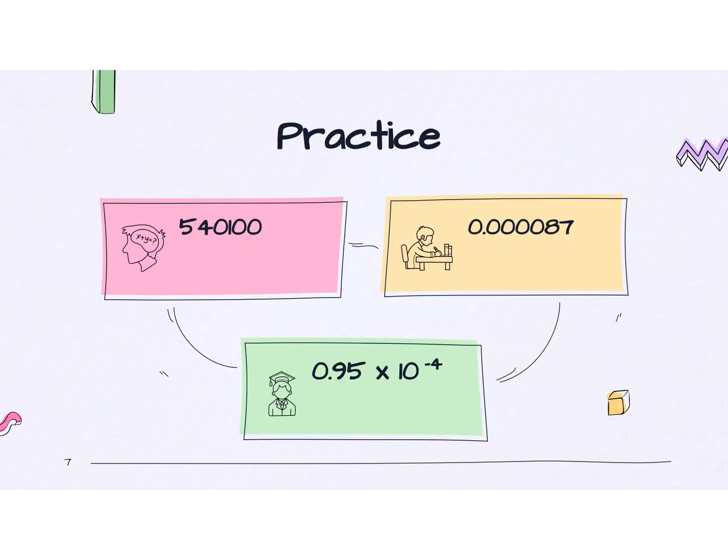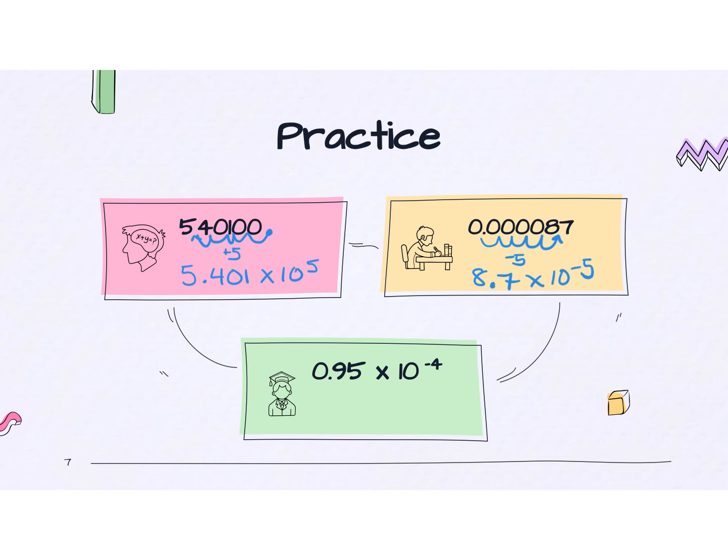So let's practice these together. Your decimal is living here, 1, 2, 3, 4, and 5. It's a plus 5. We have 5.401 times 10 to the power of 5. This is a teeny number, so you're going to have a negative exponent. 1, 2, 3, 4, and 5, negative 5. 8.7 times 10 to the negative 5.